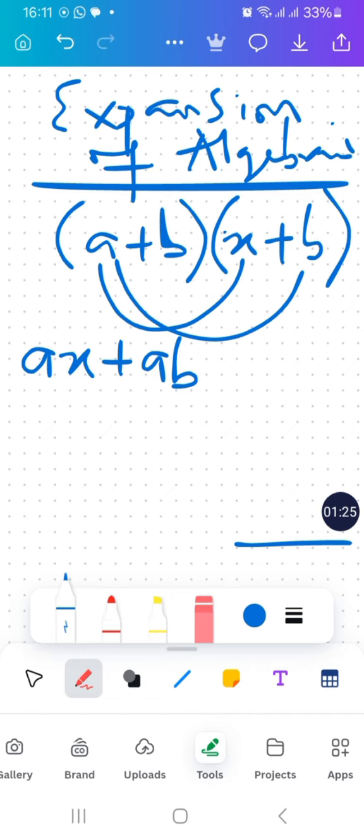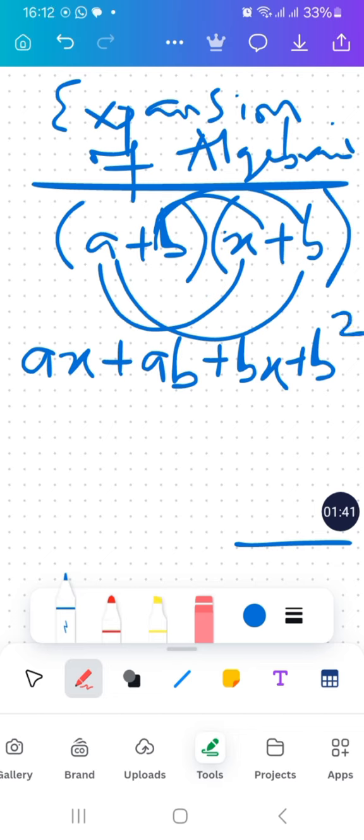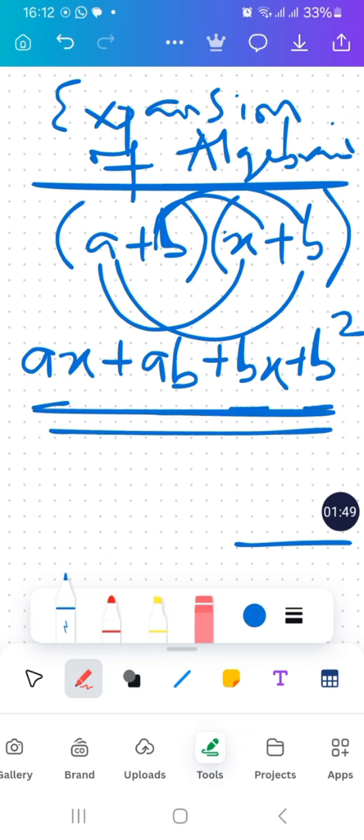Then the next thing is to go to your nose. So this b will also multiply everything. That will be plus bx. Then this b will also multiply the second b. That's plus b squared. And when you look at the terms, there is nothing that looks alike. ax is different from ab, different from bx, and bx is different from b squared. So this is what our final answer is going to look like.